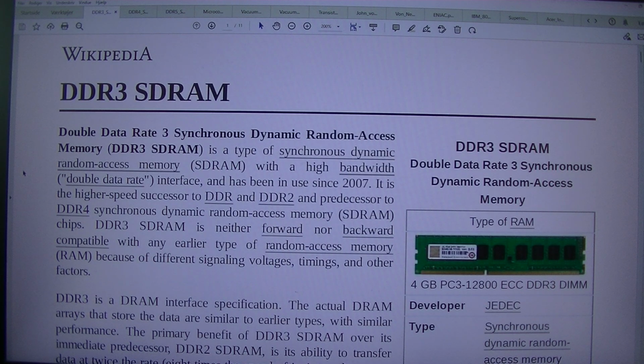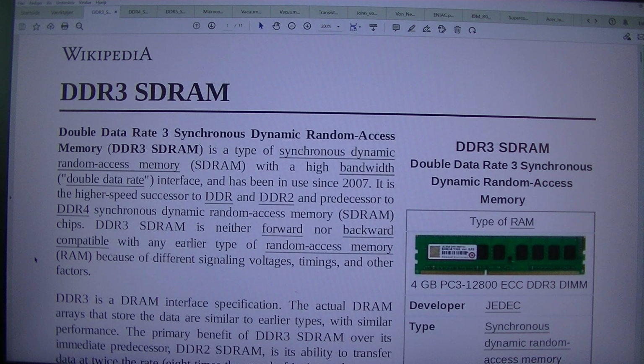Double data rate 3 synchronous dynamic random access memory. DDR3 SDRAM is a type of synchronous dynamic random access memory, SDRAM, with a high bandwidth double data rate interface, and has been in use since 2007. It is the higher speed successor to DDR and DDR2 and predecessor to DDR4 synchronous dynamic random access memory, SDRAM chips. DDR3 SDRAM is neither forward nor backward compatible with any earlier type of random access memory, RAM, because of different signaling voltages, timings, and other factors.